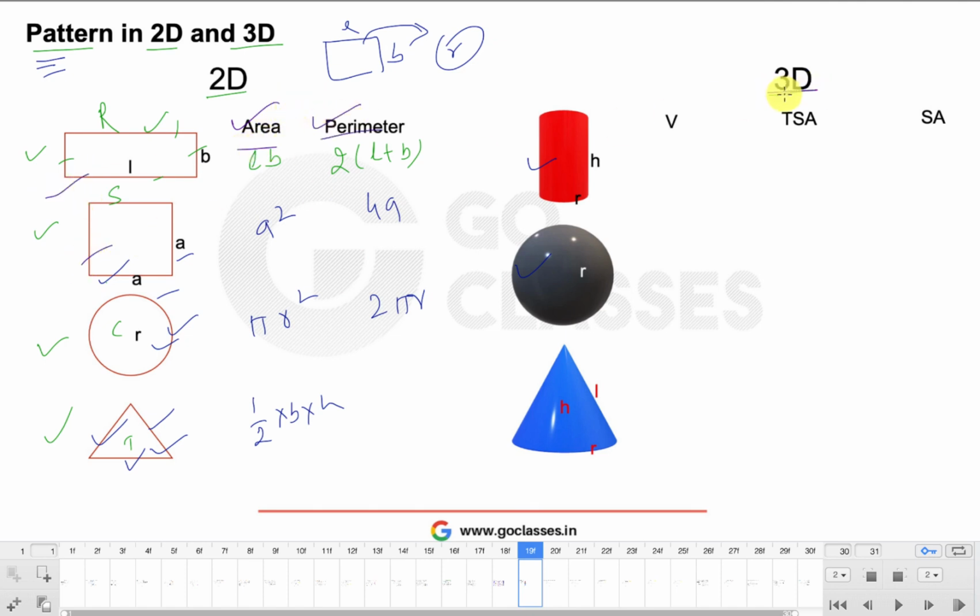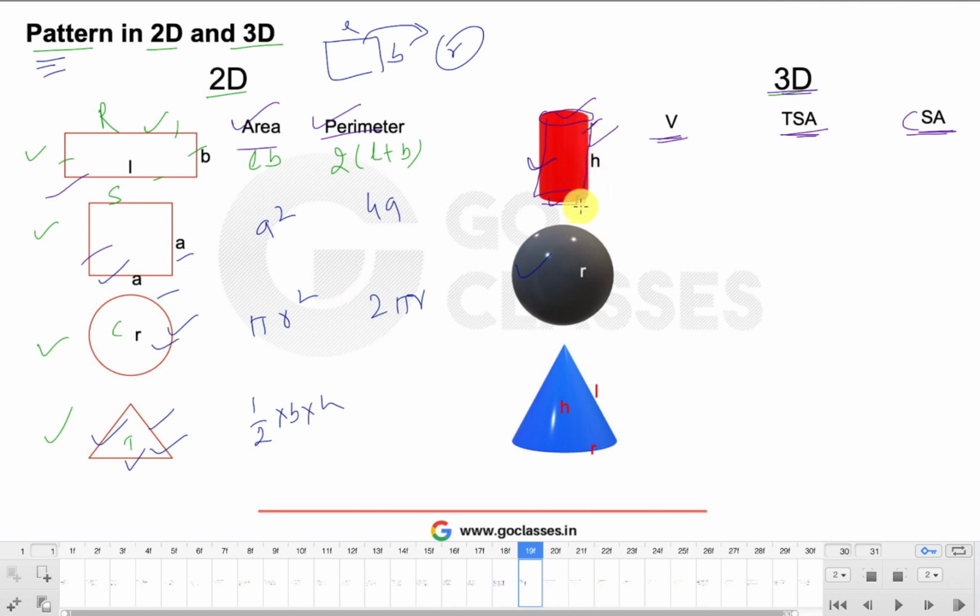Okay, and in 3-dimensional, there will not be area, there will be volume. And 2 types of area will be there: total surface area and surface area. Surface area is also called curved surface area. Curved surface area means the area of this thing, the curved part, and total surface area means the curved part plus this area and this area also.